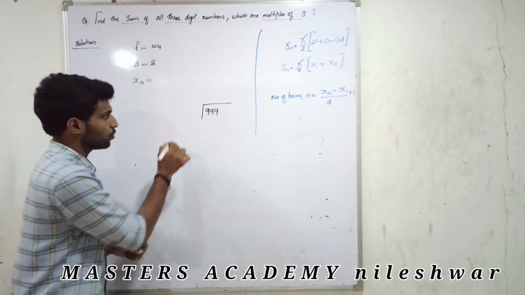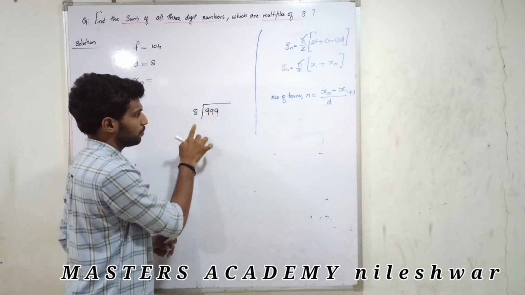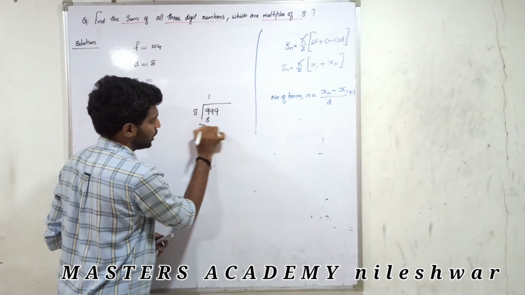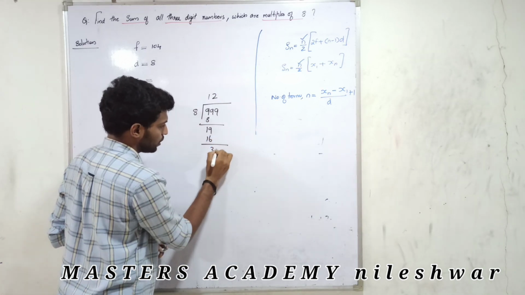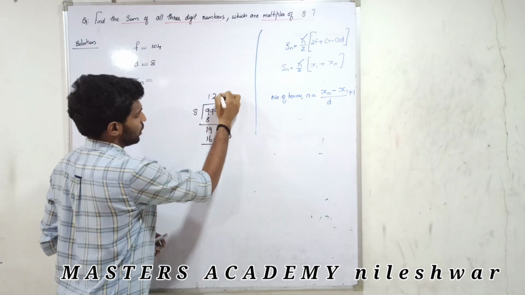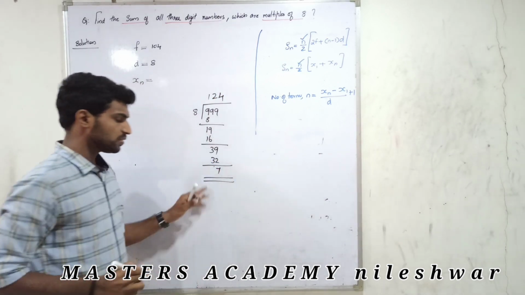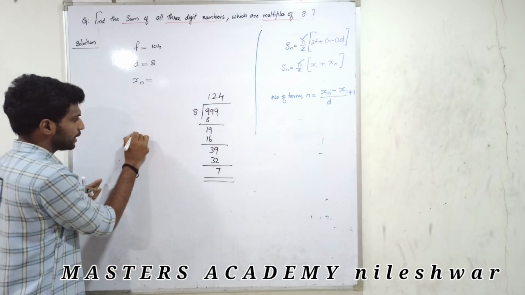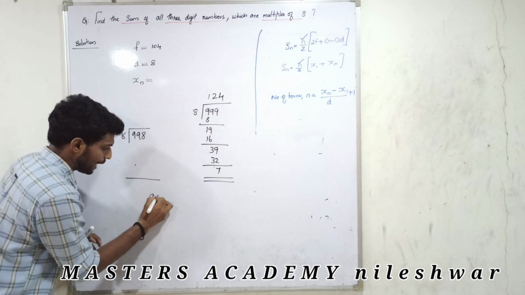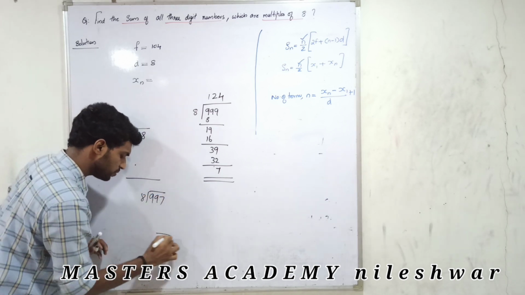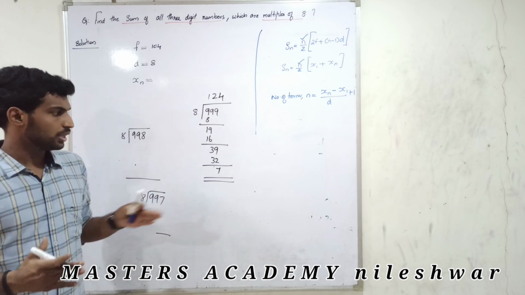Okay, so here, multiples of 8, we can divide 999 by 8. 1 times 8 is 8, 19; 2 times 8 is 16, 39; 4 times 8 is 32, 7. Our remainder is 7. If you do 998 divided by 8, you will get a remainder. If you do 997 divided by 8, you will also get a remainder. So here I am not doing all these things, I am directly providing you with the tricky method.